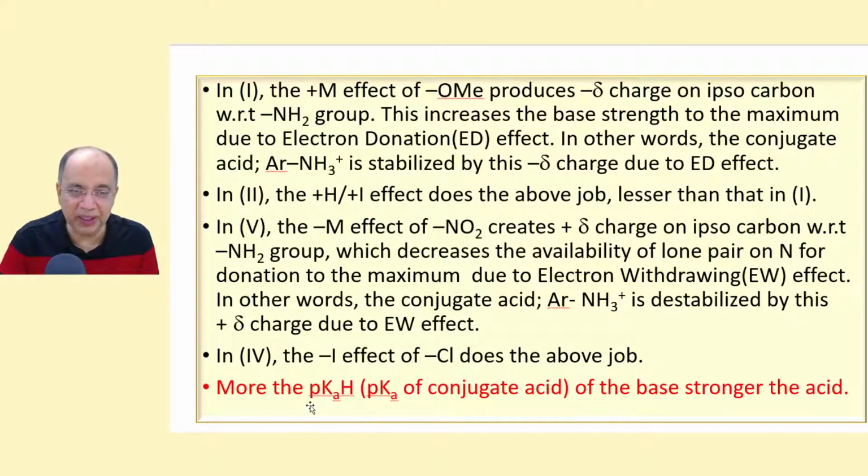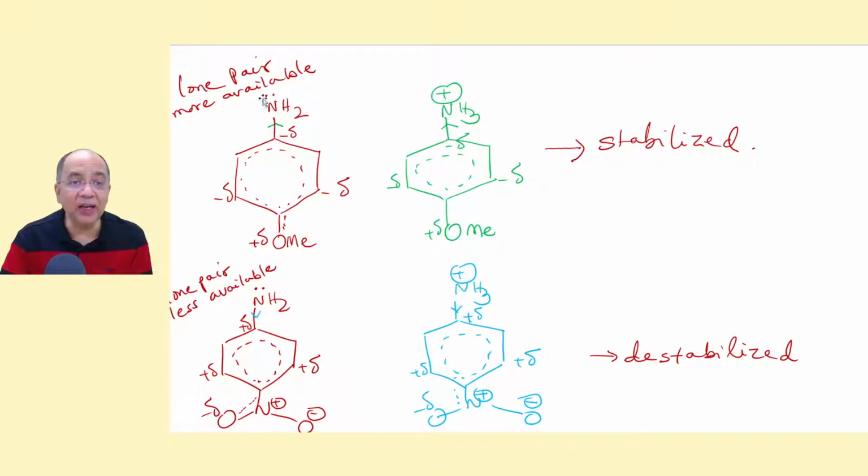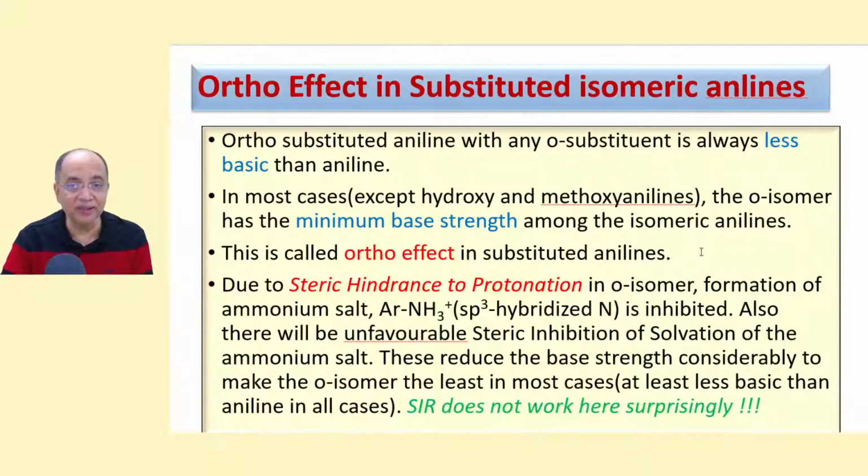And we have taken pKaH for comparison, right? Same thing I have shown you here. A plus M group will produce a minus delta charge that will make the lone pair more available, or it will stabilize the conjugate acid. On the other hand, a minus M group will produce a plus delta charge which will make the lone pair less available, or it will destabilize the conjugate acid.